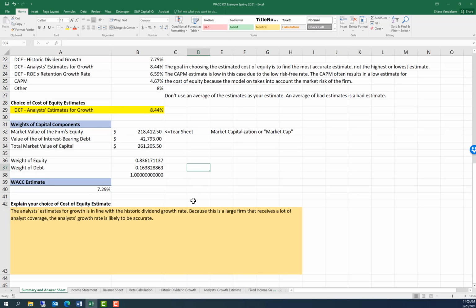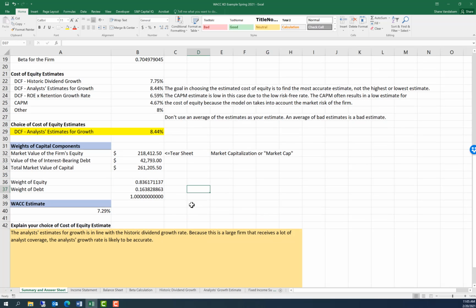And that's it. We calculated the weighted average cost of capital. I showed you where to get all of the information to do this using this workbook and also the tear sheet. If you have any questions, please let me know.